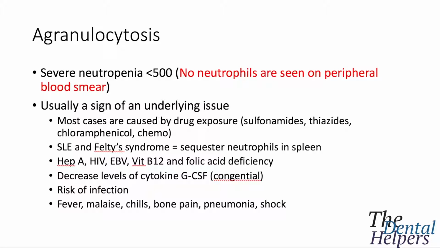And there's also Felty syndrome, which basically sequesters the neutrophil in the spleen. This is also common in Hep A, HIV, EBV, vitamin B12, and folic acid deficiency patients. It's seen in decreased levels of cytokine G-CSF, which is in congenitals. Well, if you have less neutrophils, of course, that means that you're going to have increased risk of infection, fever, malaise, chills, bone pain, pneumonia, shock.